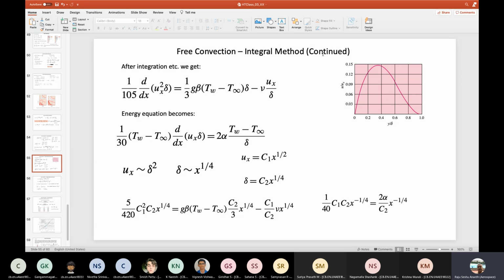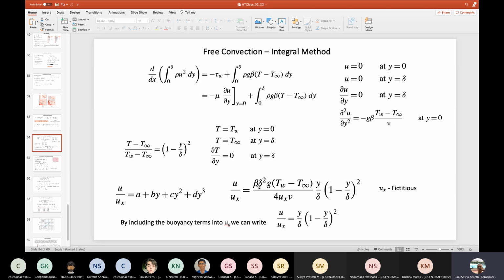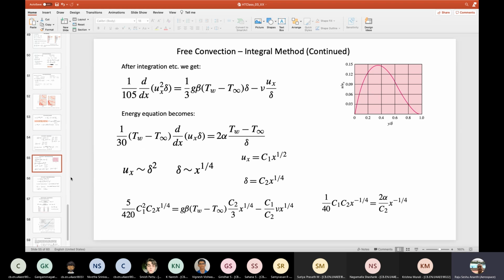So my ux is approximately proportional to the boundary layer thickness square. You can see the way that we have assumed ux. If you look at the ux on the earlier page, the ux was like a delta square. It's approximately proportional to delta square. And similarly, delta itself goes as x to the power of 1/4. Remember the Grashof number to the 1/4. So I'm going to assume ux is c1 times x to the power of half, since delta is x to the 1/4 and double of that will be half, and delta will be c2 times x to the power of 1/4. So I want to substitute this into this and solve for c1 and c2. I have to solve this differential equation, isn't it? So that's what I'm doing.